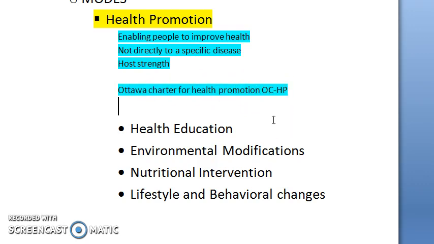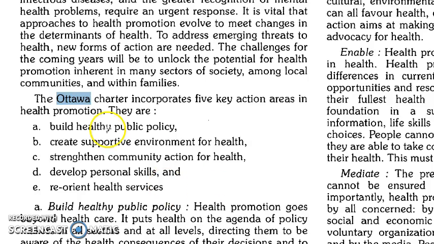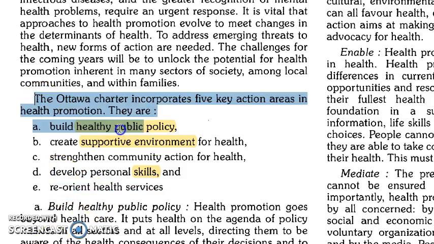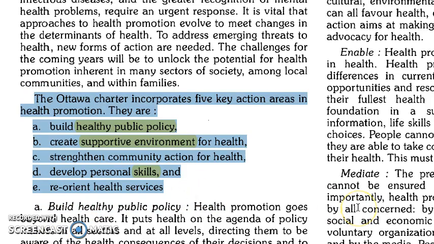Now, the 5 key action areas and the strategies of the Ottawa Charter for Health Promotion. You can look here for the 5 key action areas of health promotion. Here they are. You should have a health policy. You should have a supportive environment for health. You'll have to strengthen community action for health. You'll develop skills and reorient health services. So these are the 5 things that you can focus on if you want to write the Ottawa Charter.